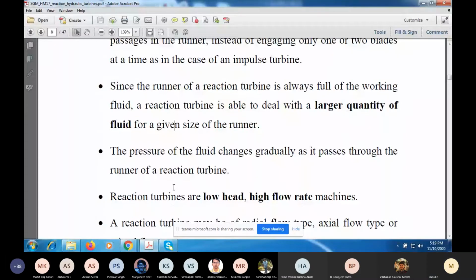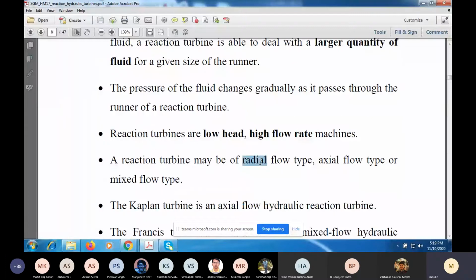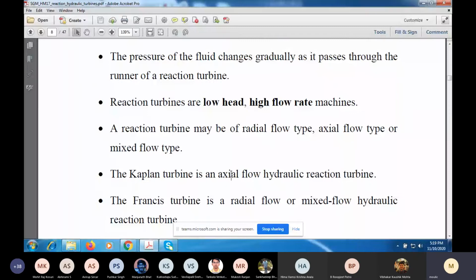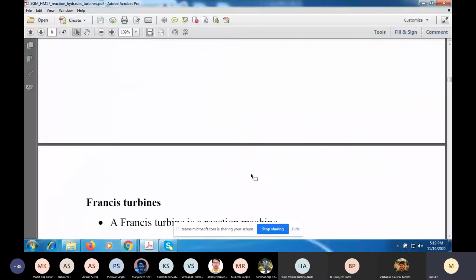And you see that as the fluid, in this case the liquid, passes through the runner, its pressure will also change, unlike the case of the Pelton turbine. So usually reaction turbines have high flow rates and low heads. A reaction turbine may be either a radial flow type, an axial flow type, or a mixed flow type. As I have said just now, the Kaplan turbine is an axial flow hydraulic reaction turbine, whereas today we'll look in detail at the Francis turbine. It could be a radial flow or a mixed flow. So we'll look at radial flow turbines.